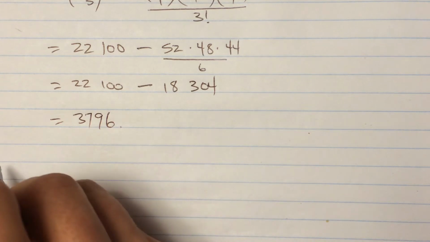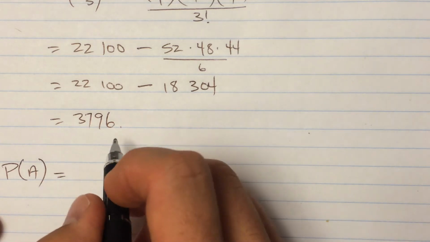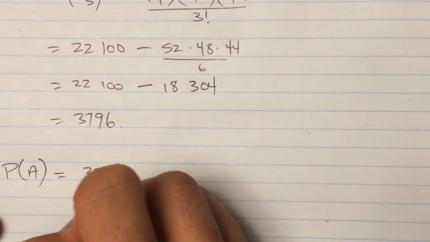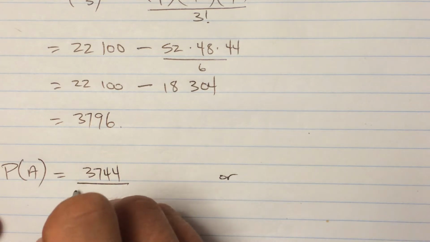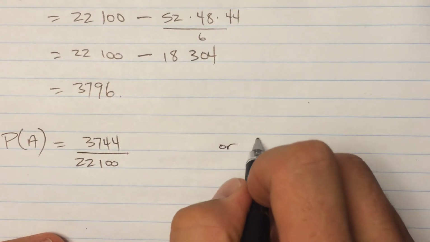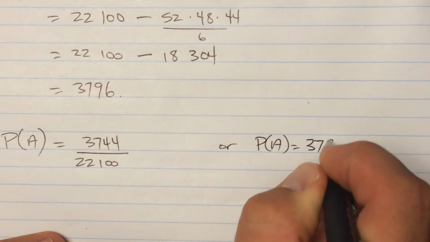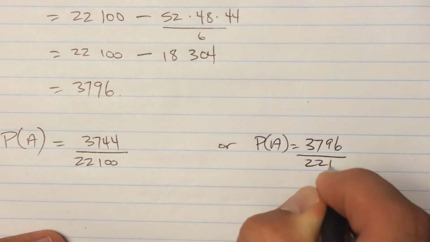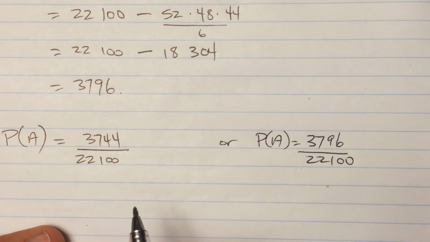So in these 2 ways, we've got the probability of A is going to be, now we have either this value here, 3744 over 22,100, or we have the other value, depending on which case we're doing, 3796 divided by 22,100. And I haven't actually worked that out to a nice fraction. I can see that it will reduce, but reduce either one of those to get to a solution that you're looking for.